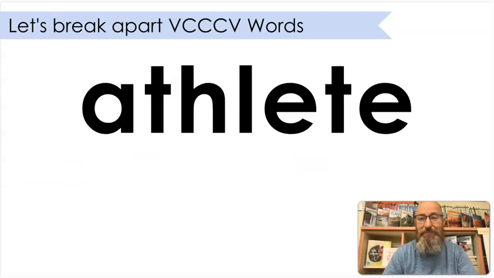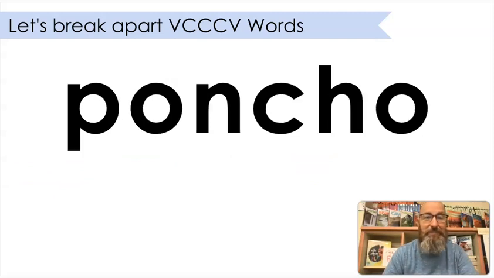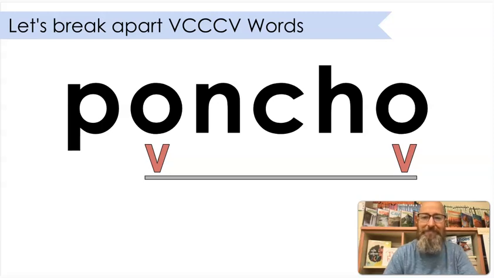Let's try another one. What's the first step? Label the vowels. What are the vowels in this one? O. Both of them. Once I've labeled the vowels, what do I do next? I draw a bridge. And what do I put on my bridge?